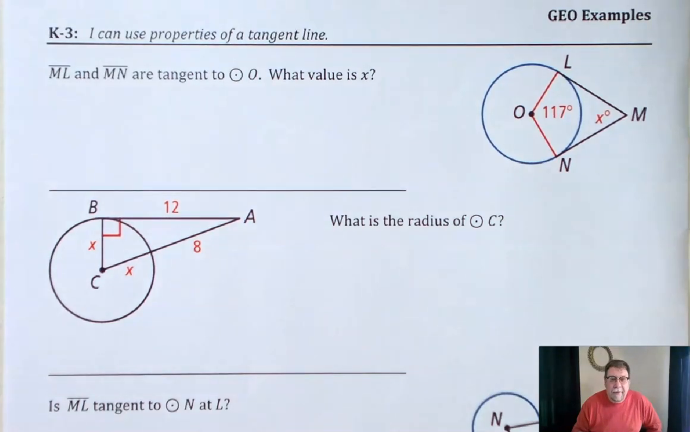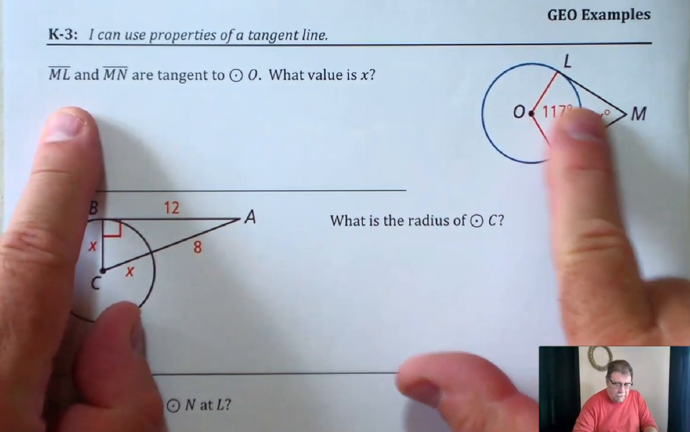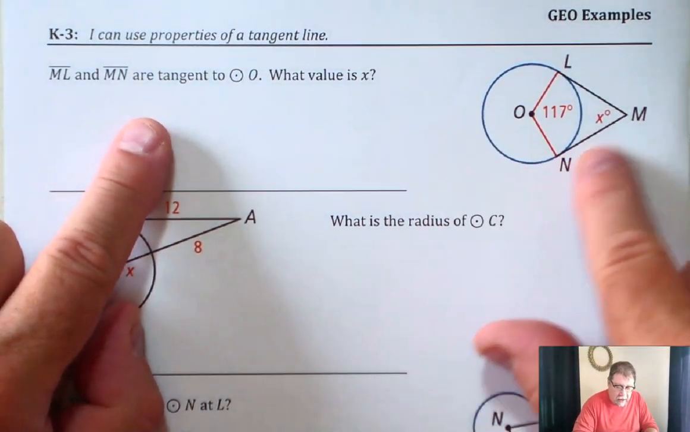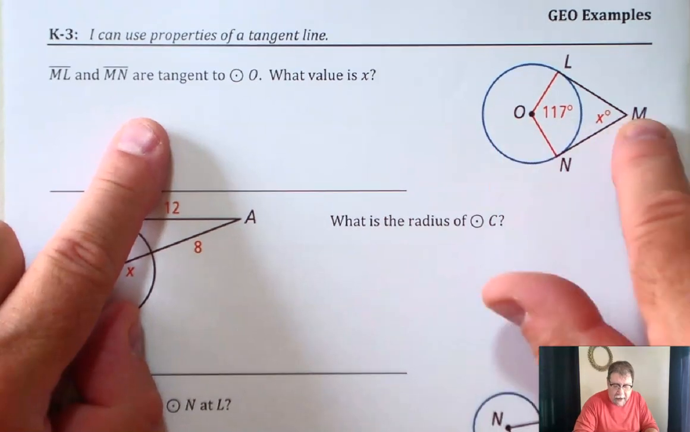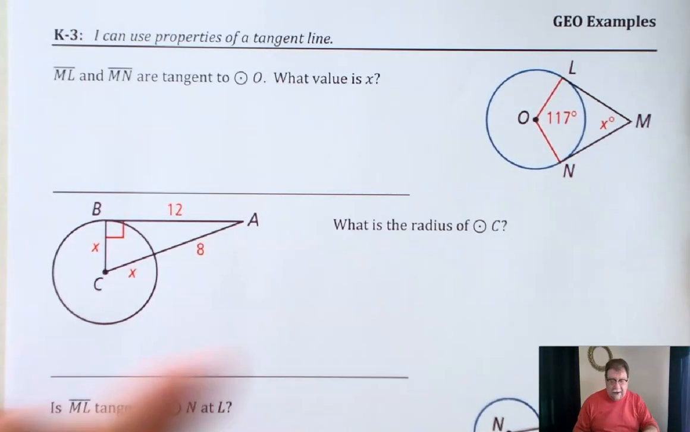Let's take a look at a couple of examples that use this idea of lines being tangent to circles. The first one: both ML and MN are tangent to the circle. What is the value of x? So we have kind of a polygon drawn in here, and if we knew three of the angles, we would be able to find that angle x.